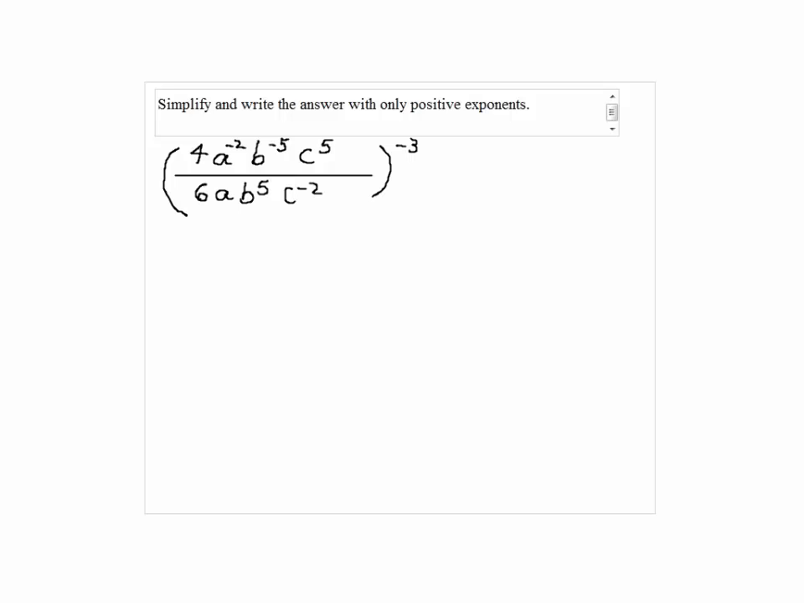So we can reduce some of these first inside the parentheses. I see that we have 4 and 6, both are factors of 2. So if I divide 2 into 4, I would get 2, and divide 2 into 6, I would get 3. That would result in 2/3.